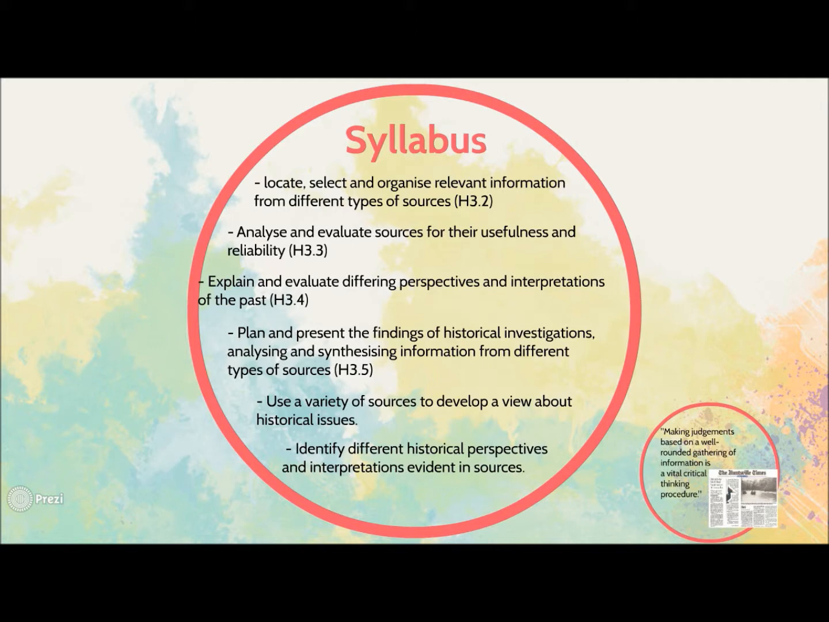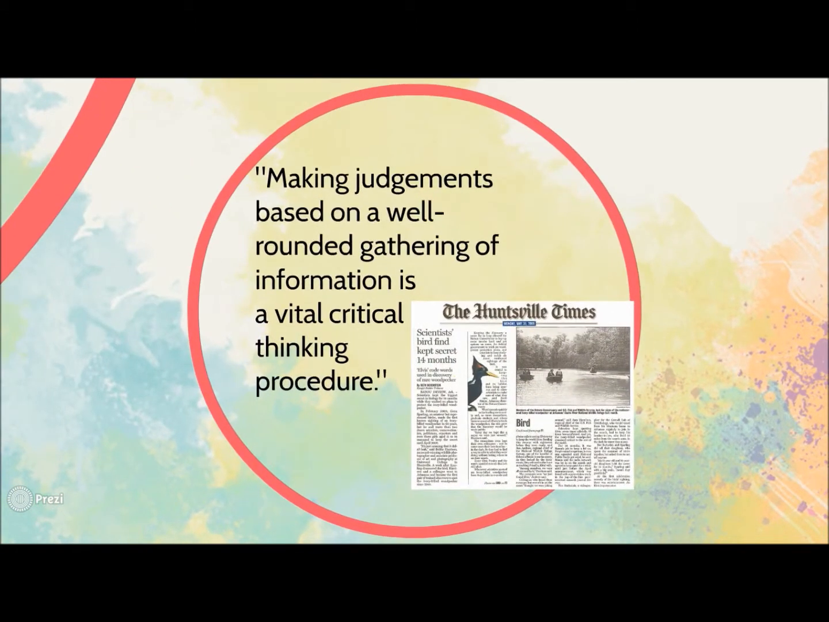Not only will it be assessed in their HSC, it is a valuable life skill that will assist them in their day-to-day life. They can read any news bulletin or article and then assess it for its reliability. They can identify if it's heavily one-sided and if it's majorly biased. They can ask why and how the author created it to be that way. The article says that making judgments based on a well-rounded gathering of information is a vital critical thinking procedure.